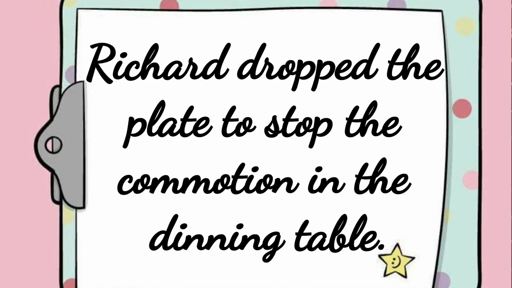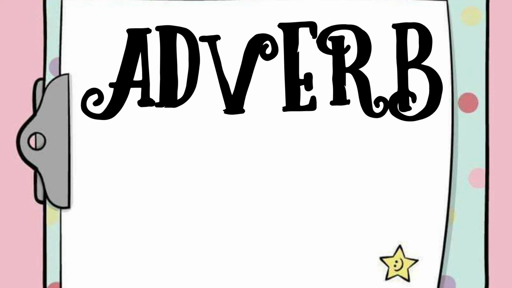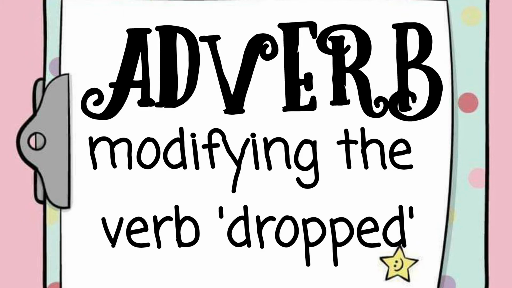Okay, next. Richard dropped the plate to stop the commotion in the dining table. What is the infinitive in our sentence? That's correct again. We have to stop. What do you think is the function of the infinitive to stop? Does it function as a subject, object, adjective, or adverb? That's right. It functions as an adverb modifying the verb dropped. Okay, now we're done with the infinitive.